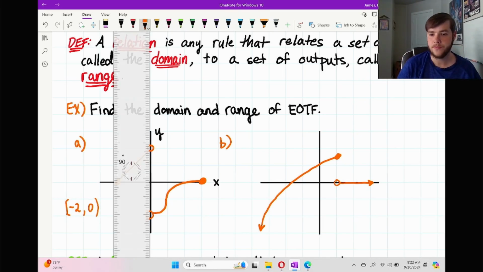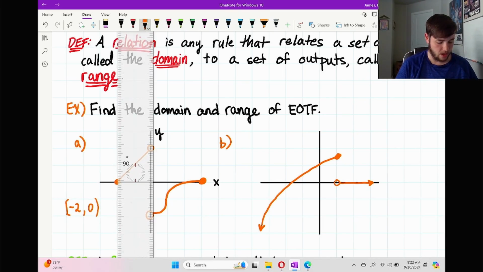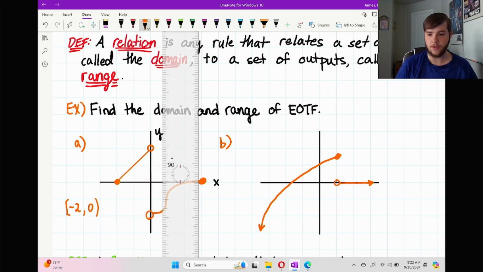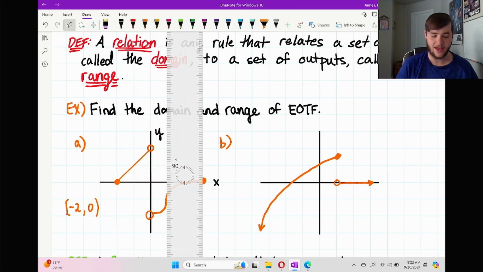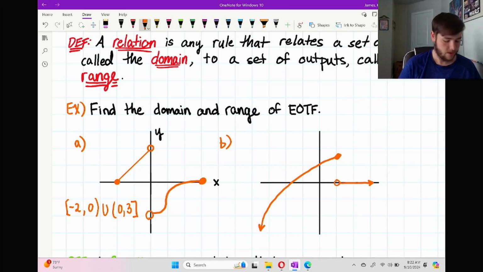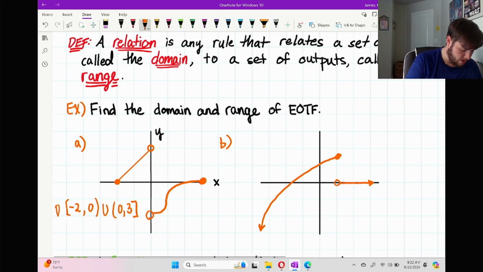Now let's keep going. Starting from 0, I immediately pick back up again, and I keep going until 3, and that would be the end of the function. So I also have 0 to 3, including 3, but not 0. That would be the domain.